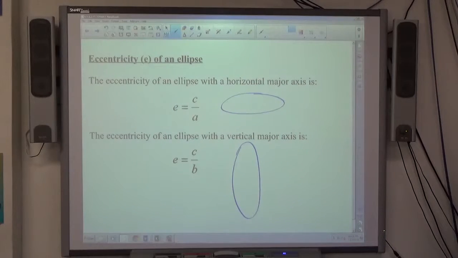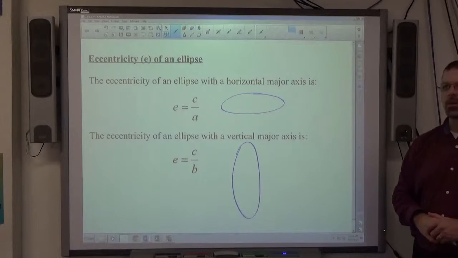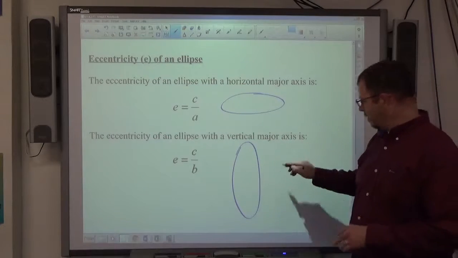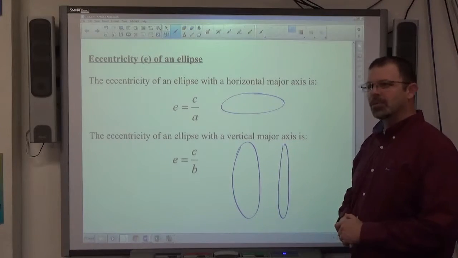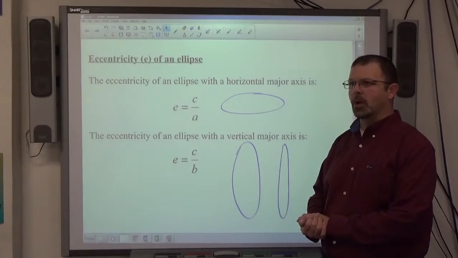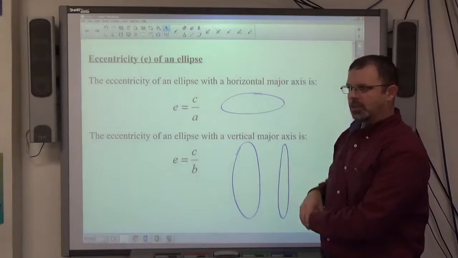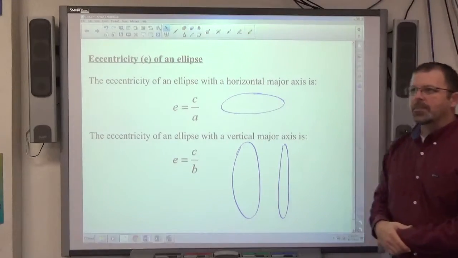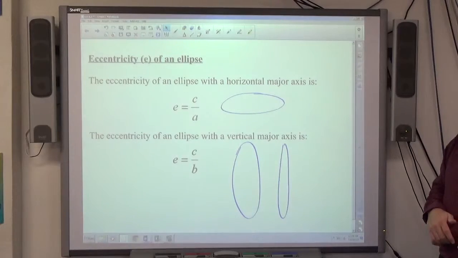And eccentricity, the closer that it is to 0, the closer it is to a circle. The closer it is to 1, the closer it is to a very squished one of those. All right. So the higher the eccentricity, the more it squishes, I guess. The closer to 0, the less it squishes. All right. And that's all eccentricity is.